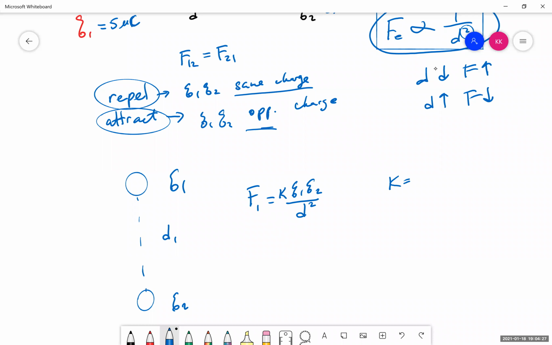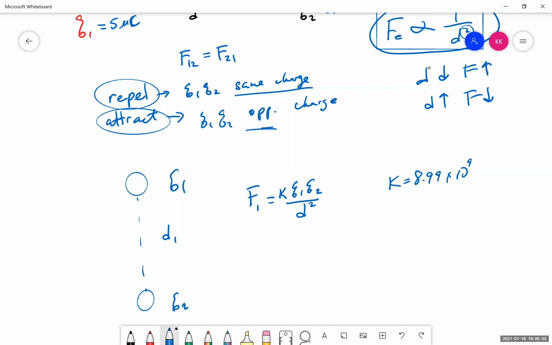So K is equal to 8.99 times 10 to the 9, and the units are newtons times meter squared over coulomb squared. All right, so this is then the equation for the electric force, and assuming that this is the distance that I have right now.